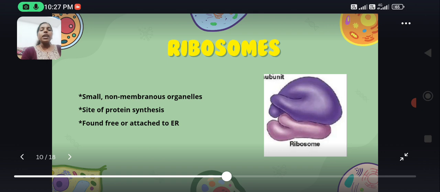We all know that for our metabolic activities and all our body functions, protein is needed. So the main function is protein synthesis. They are mainly found free or attached to the endoplasmic reticulum. Normally we see the structure of a ribosome in both plant cell and animal cell; they look like a small spherical structure. Their actual structure is like that: there is a large subunit and a small subunit. This is about ribosome. Their main function is protein synthesis.